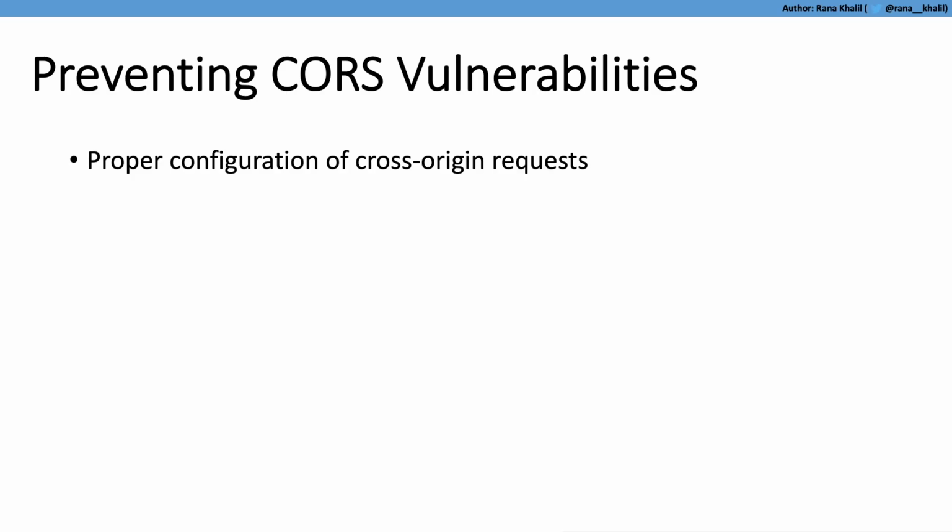As mentioned earlier, CORS vulnerabilities are essentially misconfigurations, so you really need to ensure that you have proper configuration of cross-origin requests, which is only allowing trusted sites. And that could be by using a whitelist of the domains that you trust. So if you trust domain so-and-so, that gets included in the site.